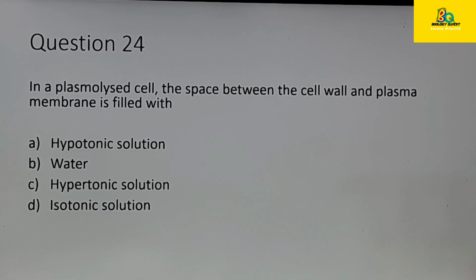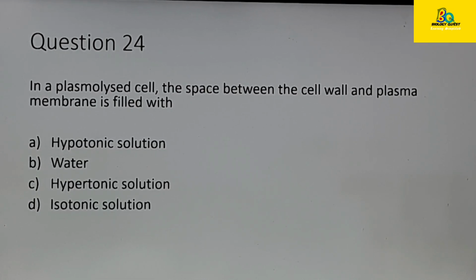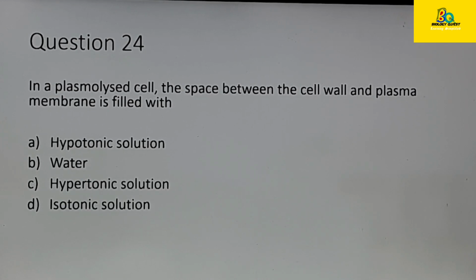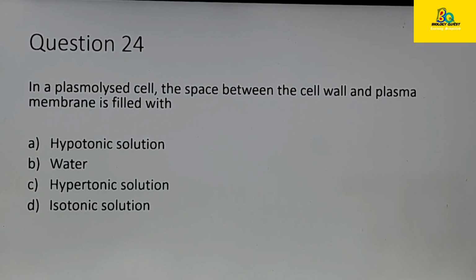Exosmosis will take place from the cell. Water moves out of the cell when the cell is placed in hypertonic solution. So as a result, the cell contents will shrink. The cytoplasm along with the cell membrane will get shrunken or will become a ball-like structure inside the cell wall. The cell wall, since it is rigid, remains like that, but the cell contents along with the cell membrane will shrink. And so that is a plasmolyzed cell.